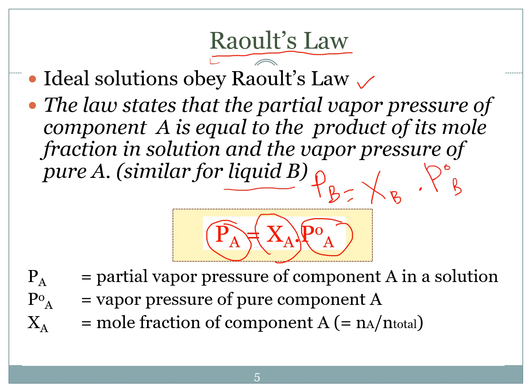The mole fraction for component A is equal to the number of mole for component A divided by mole of component A plus mole of component B. Meanwhile, for mole fraction for component B equal to the mole of component B divided by mole of component A plus mole of component B.